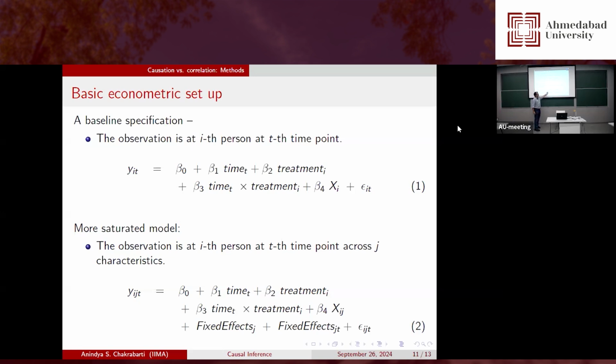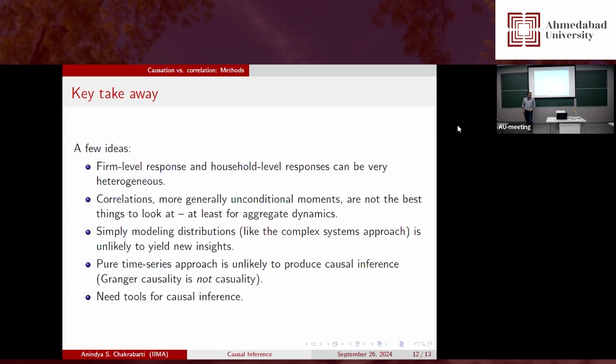At the end of the day, what do you worry about? It's this beta 3 coefficient, right? Now, with respect to this, what do we have? Roughly speaking, the takeaway is that given the heterogeneity across firms and households, I'm talking primarily from an economics perspective, but this DID method is now applied much beyond economics. It's now very common in epidemiology and so on. But it's very useful to capture heterogeneous responses, and more importantly, rather than correlations, you should go for conditional correlations at the end of the day in order to pin down these effects.